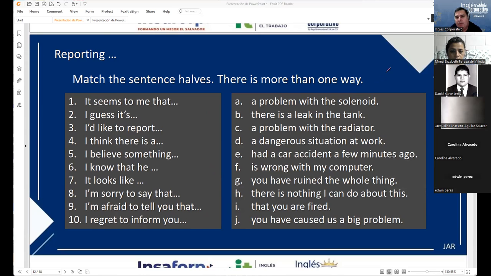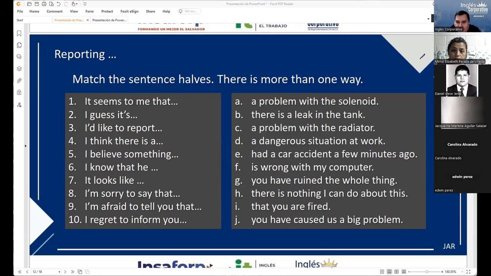And then we have the problems. More like a problem with the solenoid. A problem with the solenoid. Solenoid is part of the starting engine in the car. Right? Okay. Solenoid. There is a leak in the tank. Hay una fuga en el tank. There is a leak in the tank.